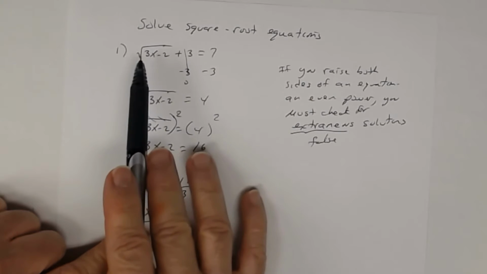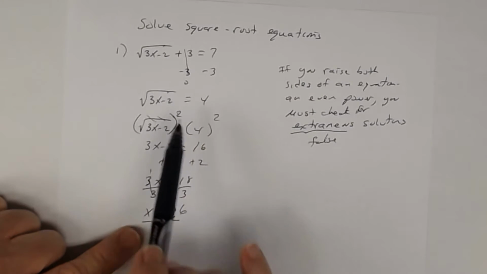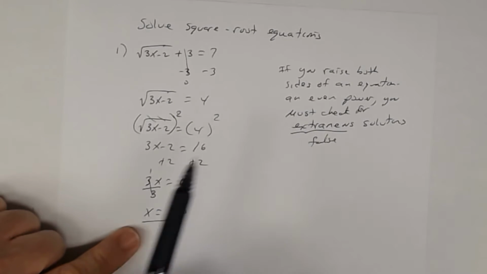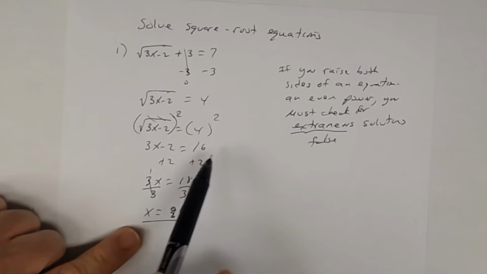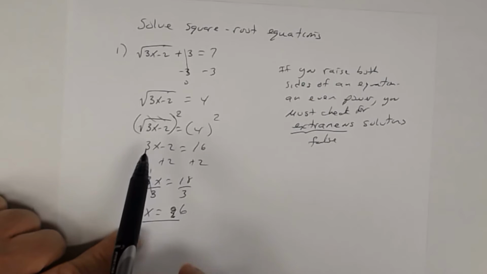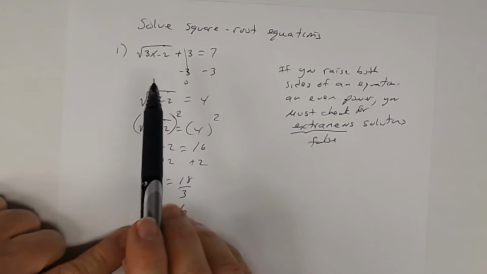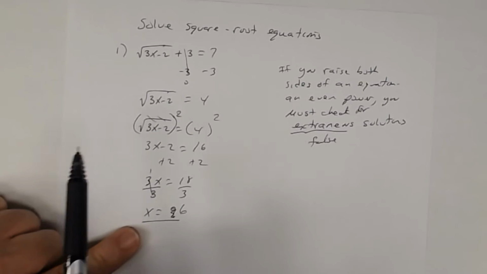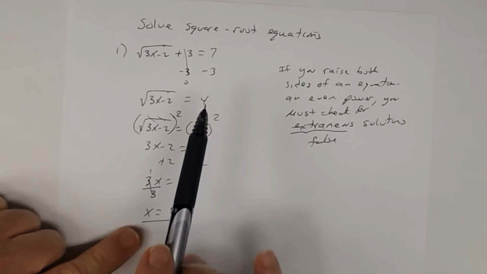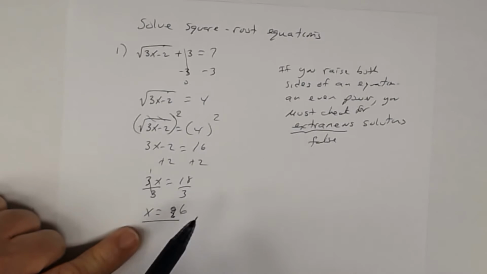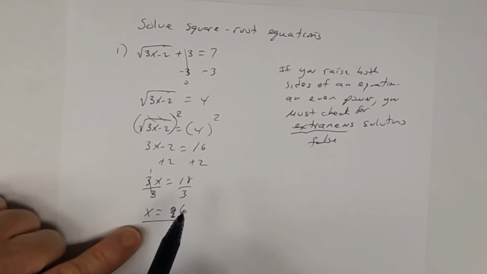But you have to check in the original because you could have introduced extraneous solutions, a false solution. Even though it's a solution to this linear equation, that linear equation is a different equation than a square root equation. So you have to check if you raise both sides to an even power. If you raise both sides to an odd power, you don't have to check, but to an even power you do.